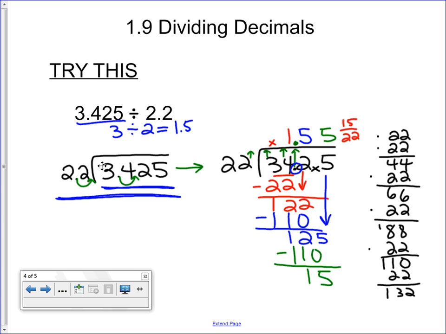Okay, by checking the reasonableness of my answer, I was able to find out a mistake and fix it, right, which is what I expect and hope that all of you are able to do also. So now if we look at this, our answer should be around 1.5, and we got 1.55. And that is very, very close. So we did a great job of finding our mistake, fixing it, and coming up with the right answer of 1.55 and 15 22nds.